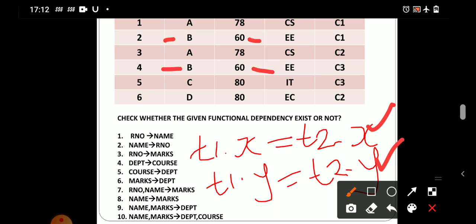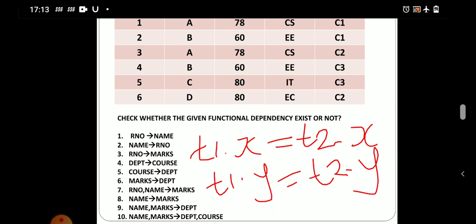Now let's check for other tuples. Are there any other tuples which have the same values? No, here is only C and here is only D. No other repetition of value x, right? And if C has value 80 and D also has value 80, then there is no problem, we know this, right? So in this relationship we can say that the functional dependency is existing, means the given functional dependency is correct. So the first and second functional dependencies both exist.